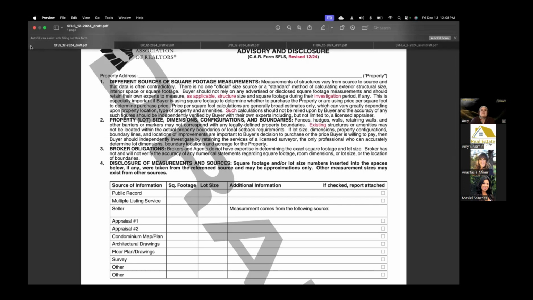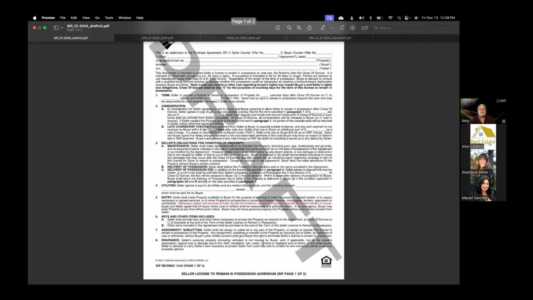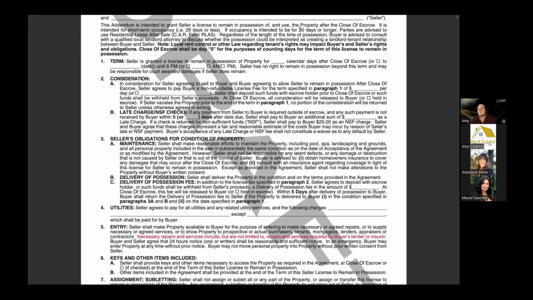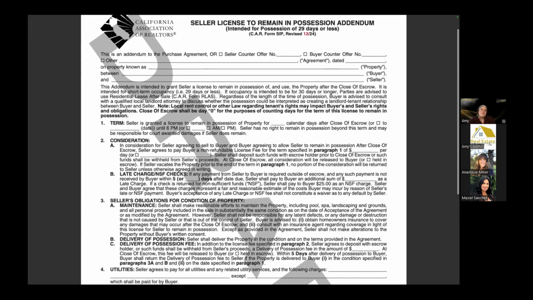All right, our next form is our SIP form, seller in possession after the close of escrow. This form is used up to 29 days post close of escrow. If they're going to remain in the property longer than 29 days, so 30 days or more, then we would use the RLAS, or the residential lease after sale.